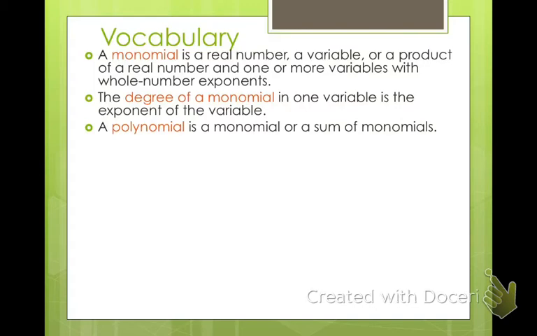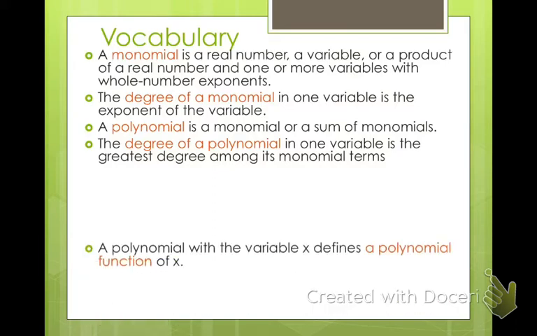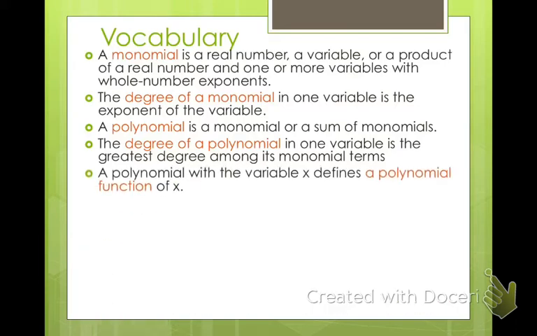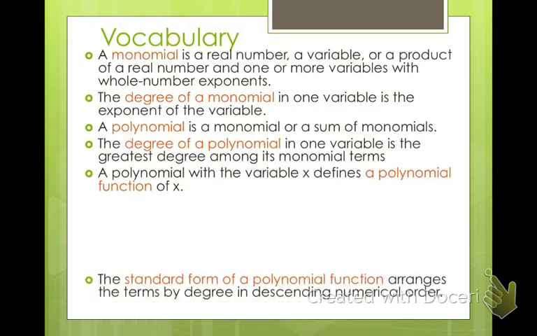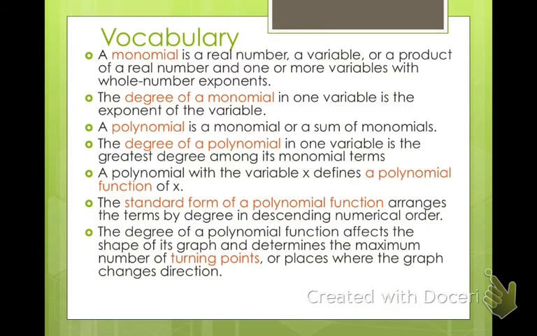A polynomial is a monomial or a sum of monomials, so things added together. The degree of a polynomial is the greatest degree among its monomial terms. So usually you write them in order from highest degree to lowest degree, and then it's whichever one is the biggest. A polynomial with the variable x defines a polynomial function of x, so x is our most common term that we're going to use. The standard form arranges the terms in order by degree in descending numerical order, which is what I just said. So x to the fourth, then x cubed, then x squared, then x, then a number.